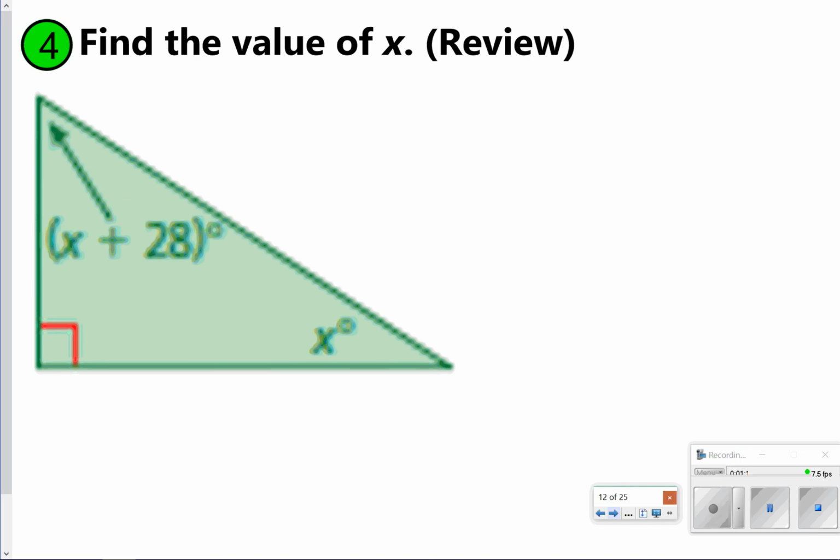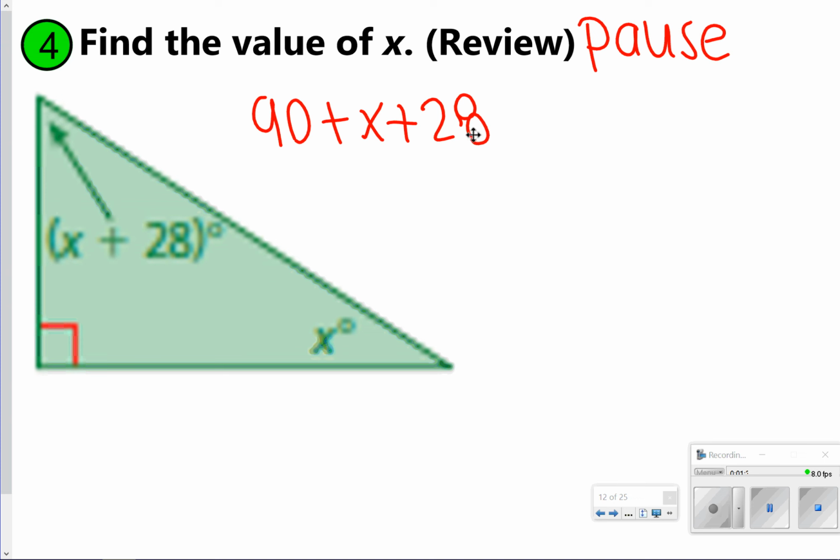Let's go ahead and try this one as well. It would be important to maybe write an equation first to try number 4. So let's go ahead and take time now to pause first, write the equation, and once you're done, click play to solve for x.